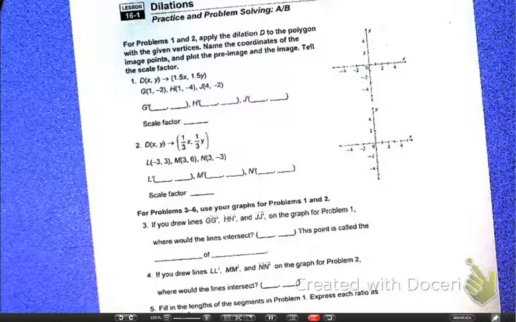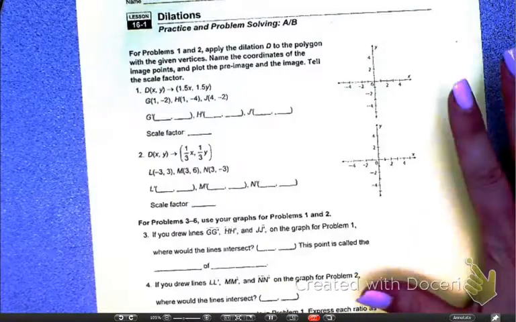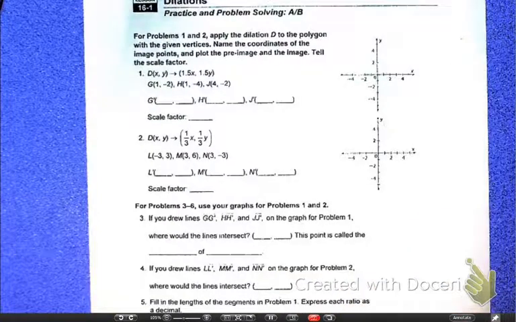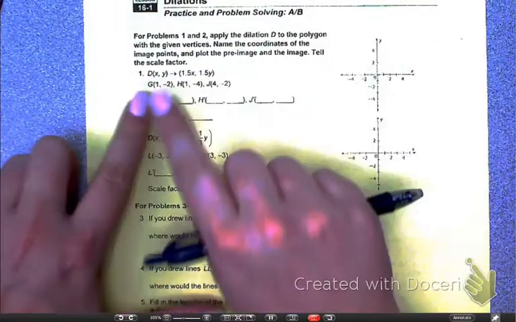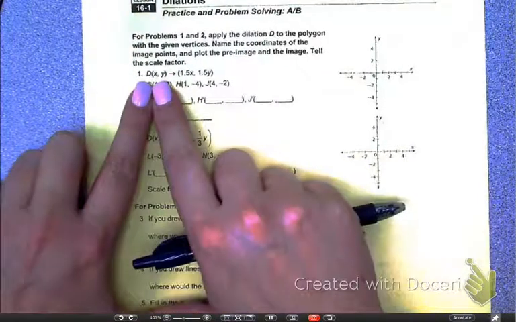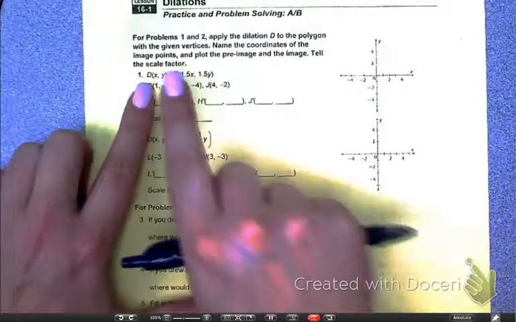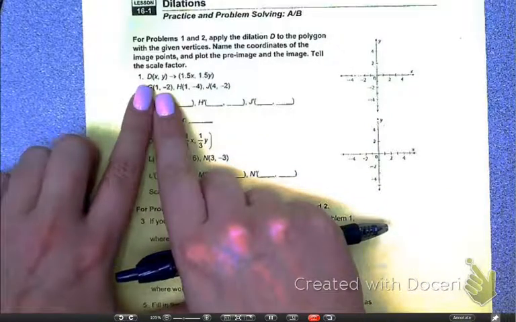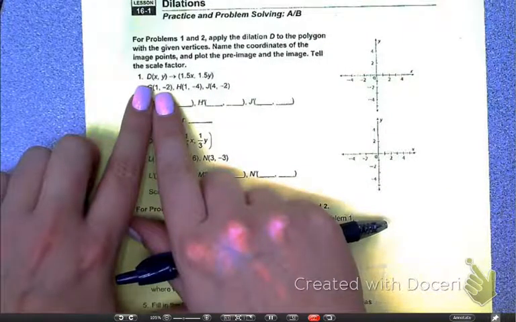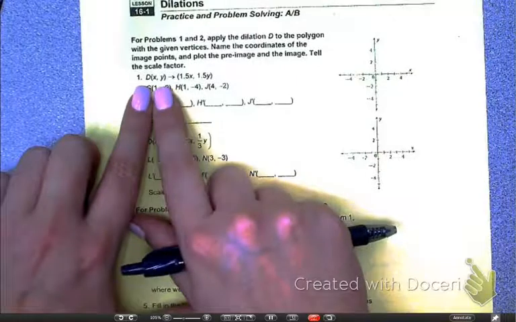So we're going to continue on with dilations. We've already talked about what a dilation is, what scale factor is. Now we're going to apply some numbers to all of that. You will notice here how it has a D and then the coordinate XY. That just tells you a dilation is happening onto a coordinate. Okay, this is just like a notation for dilations.